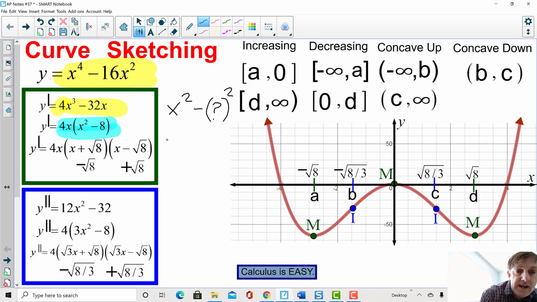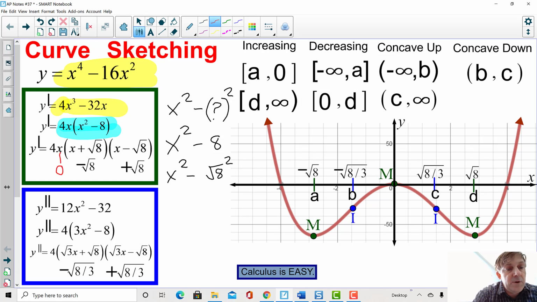So we can trade 8 for the square root of 8 squared. And then the difference of squares rule says that that will be x plus root 8 and x minus root 8. And now we know where the first derivative is going to equal 0. It will be when x is 0, or when x is either negative root 8 or positive root 8.